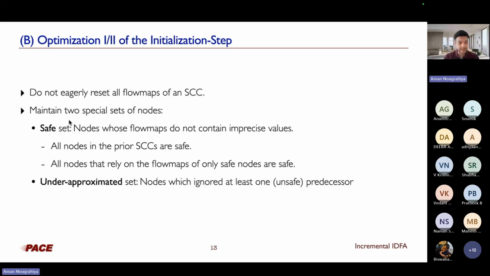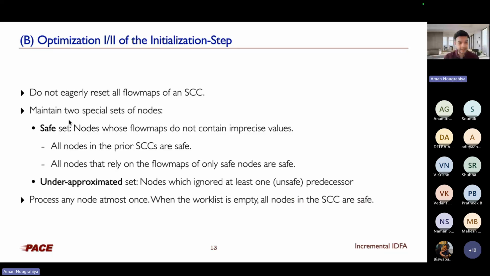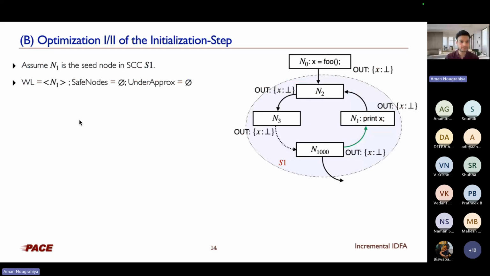So we'll again understand this with an example next. One thing to keep in mind is that once we process a node and mark it as safe, we need not process it again in the initialization step. We can just wait till the stabilization step to reach the fixed point solution. Okay, so here's another example. Let's assume we have 1,000 nodes in a cycle here.